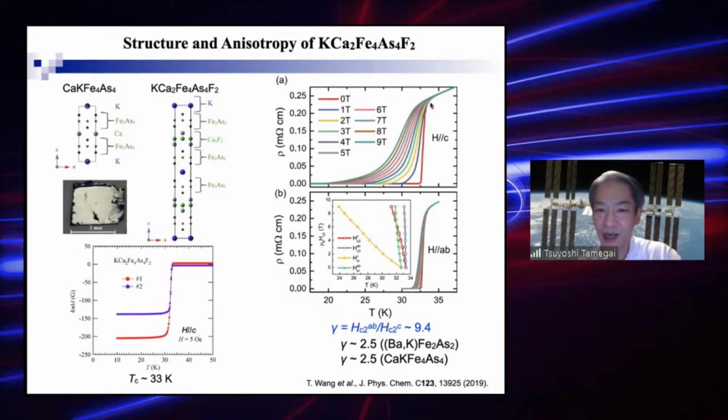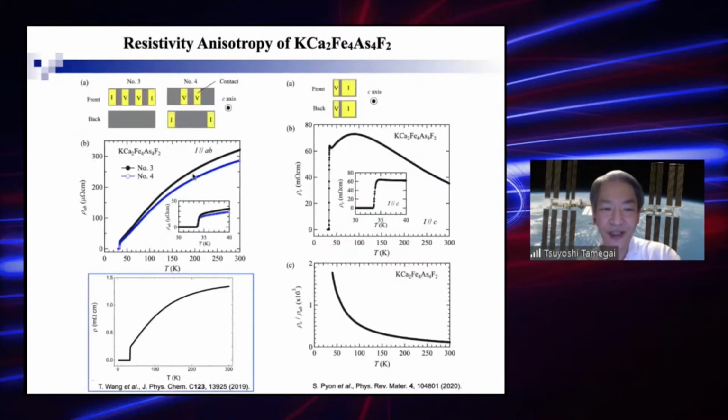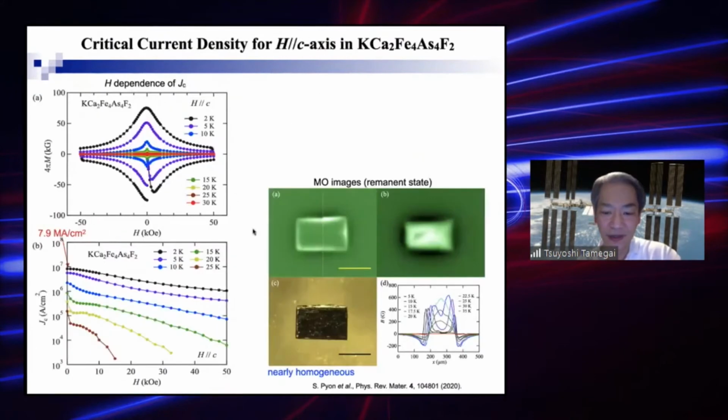And as expected, the resistivity transition shows a very strong anisotropy. H parallel to ab shows a sharp transition, while H parallel to c is broad. And resistivity also supports that kind of anisotropy. But this is a hysteresis for H parallel to the c axis. The Jc value without any defects in this system is very large. This is one of the largest Jc in the pristine unirradiated sample.